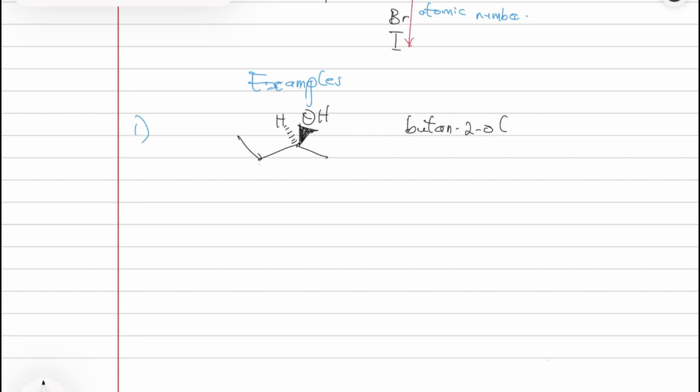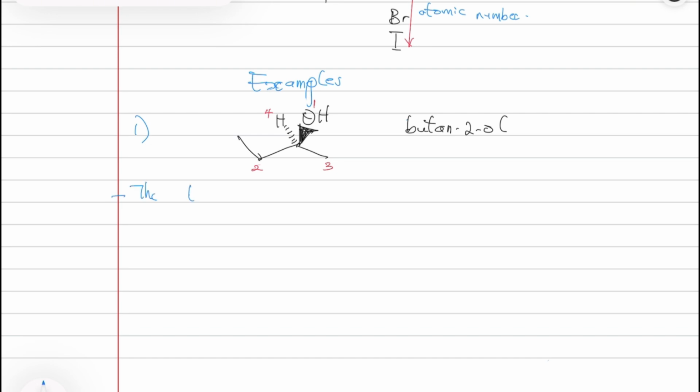This is the 3D structure of butan-2-ol. So we are going to assign priority to this compound based on the atomic number of the elements present in the compound. In assigning priority to this compound, the oxygen is the one with the highest atomic number. That is why it is assigned priority 1. Then the ethyl group is the second in priority, and the methyl group is the third in priority. The hydrogen is the least in atomic number, and that is why it is assigned priority 4.